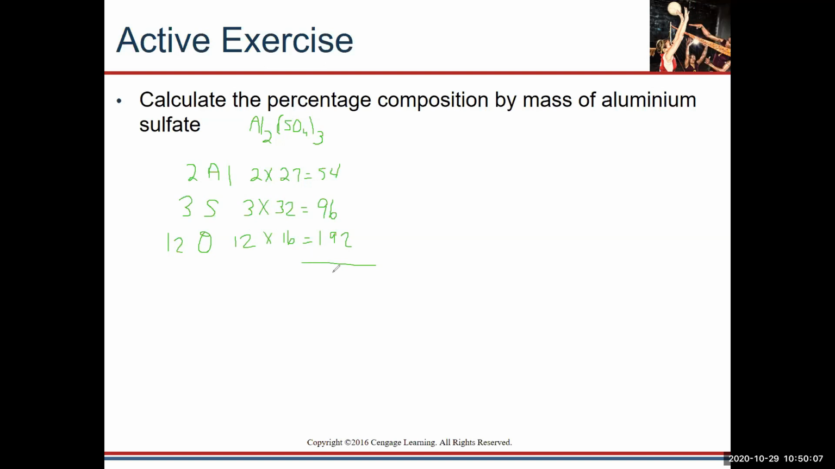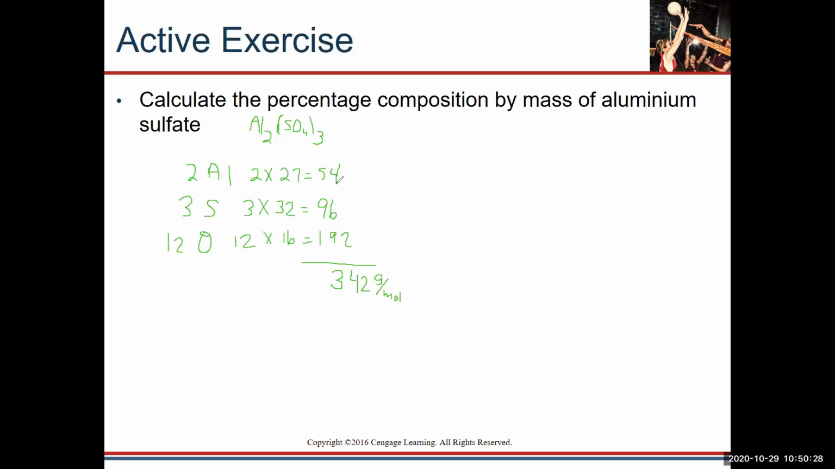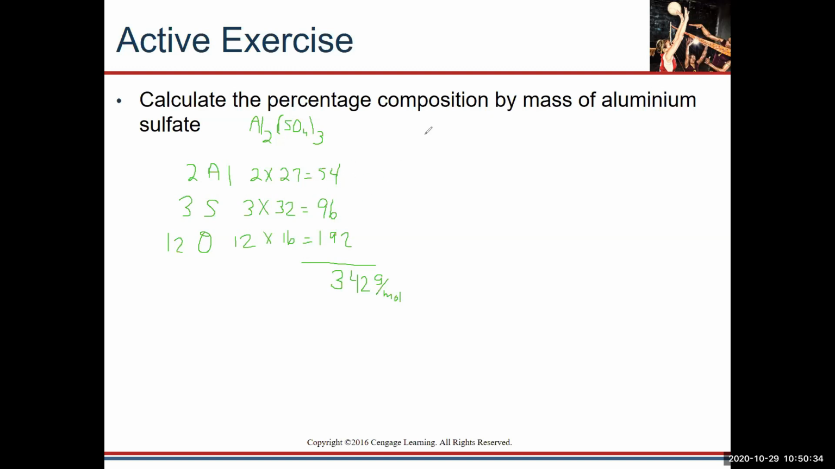Is it 340? So do we multiply the aluminum to 100%? So how will we do it? Do we multiply by, I don't know, 100%? No, we don't multiply this by 100%. The aluminum or no? Nope.